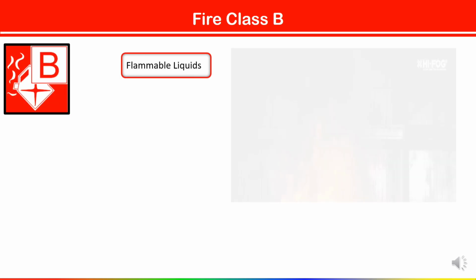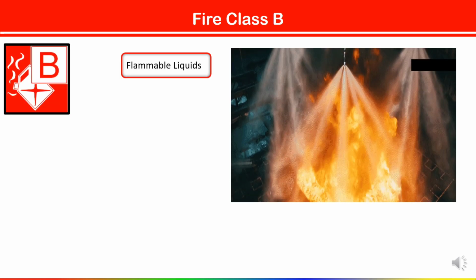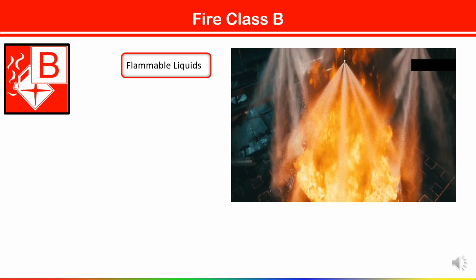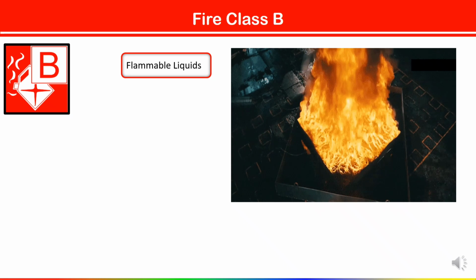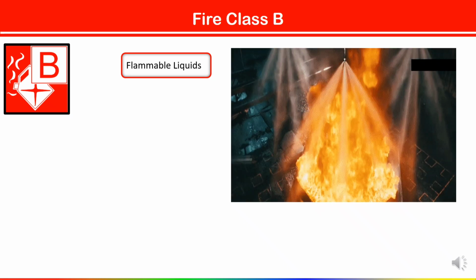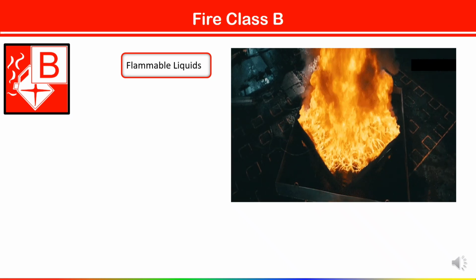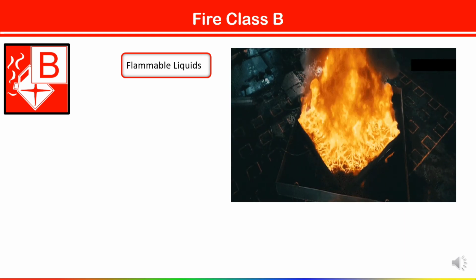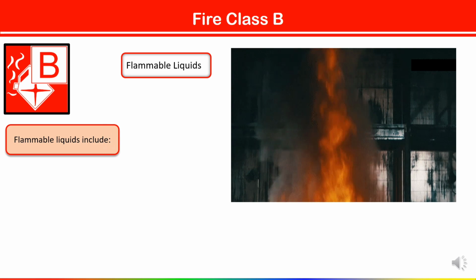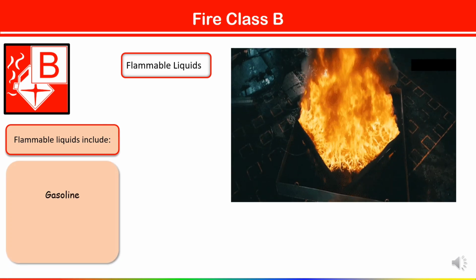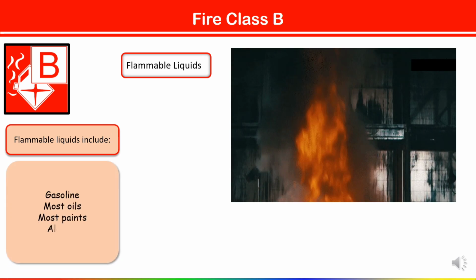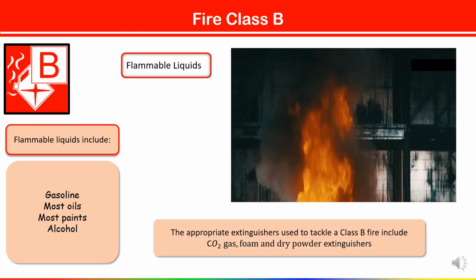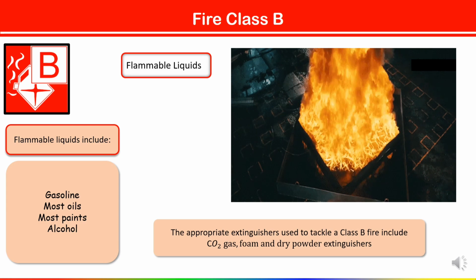Next class is class B fire. So as I told you in the starting, class B fire involves flammable liquid, which can ignite easily and burn intensely. And remember one more thing, this fire does not leave ash as residue. So here it is given, flammable liquid include what? Gasoline, most oil, most paint, alcohols. Now which type of extinguisher we have to use to extinguish class B fire?